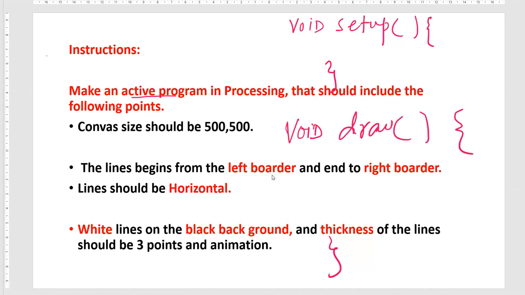So the first requirement of our program is that the canvas size should be 500 by 500. This will run only one time, that is why you have to write it here, which we have discussed so many times. All the other requirements: the line should be white, background should be black, thickness should be 3 points, and the animation you have to write down here. But the important thing is how you write the command of a line. The requirement is that the line begins from the left border to the right border and should be horizontal.